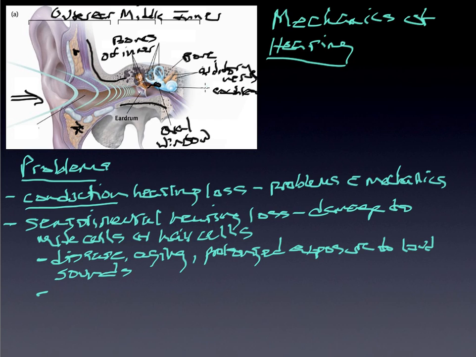Now, the other thing I forgot to mention to you is this interface right here. This interface is referred to as the basilar membrane, and that is the interface between the bones of the inner ear and the agitation in the cochlea, the hair cells in the cochlea.